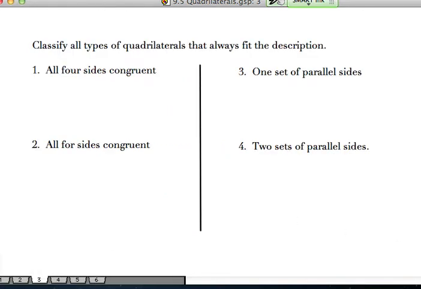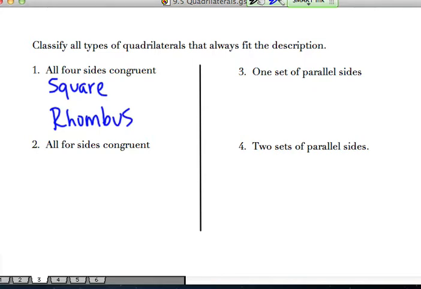All right, so this might help a little bit too. So we're classifying all types of quadrilaterals that always fit the given description, okay? So which types of quadrilaterals always have all four sides congruent? So we know that squares have all four sides congruent all the time. The only other shape like this is a rhombus. So a rhombus has all four sides congruent.